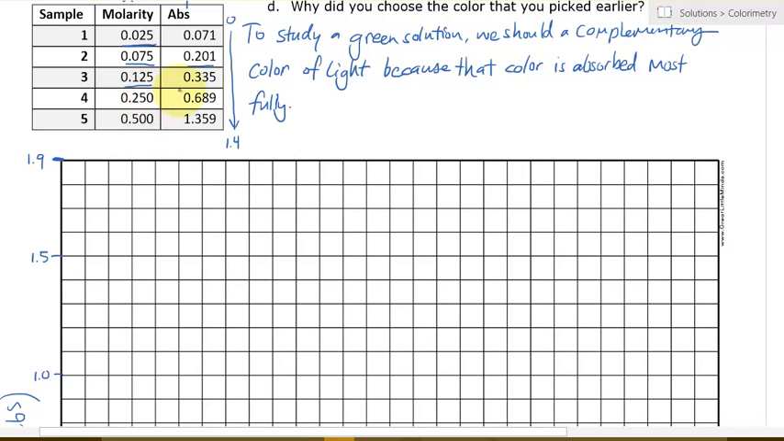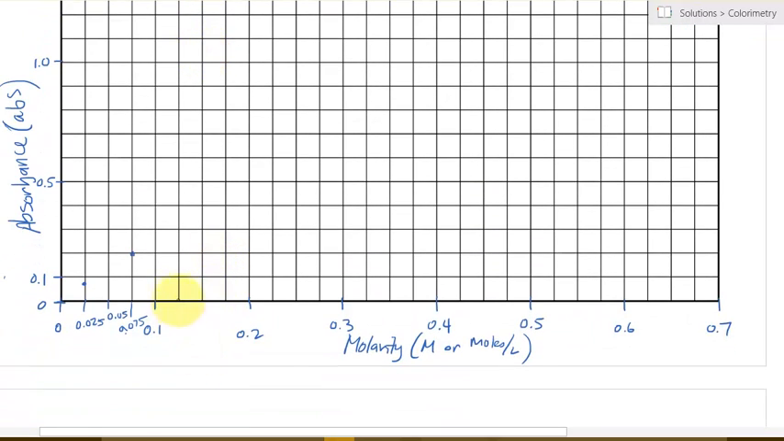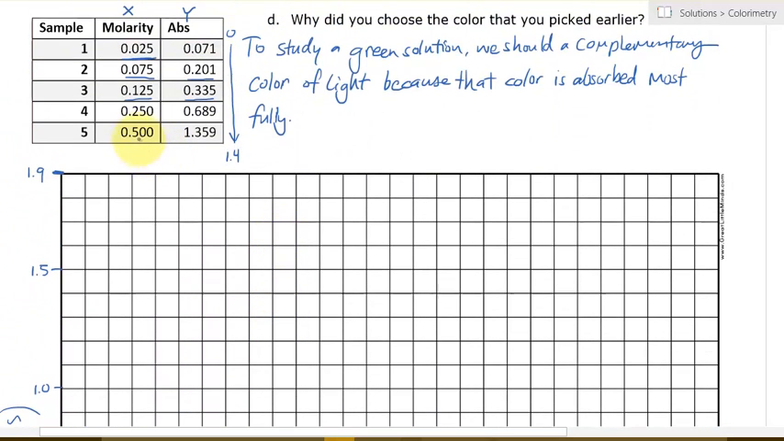So our third point is 0.125, and our absorbance there is 0.335. All right, so 0.125 is here, and 0.335 is, this is 0.3, this is 0.4, so 0.335 is right about here. Okay. Put a dot right about there. Now it seems like we're kind of stuck way down in the corner, but this next one's going to jump us out quite a ways.